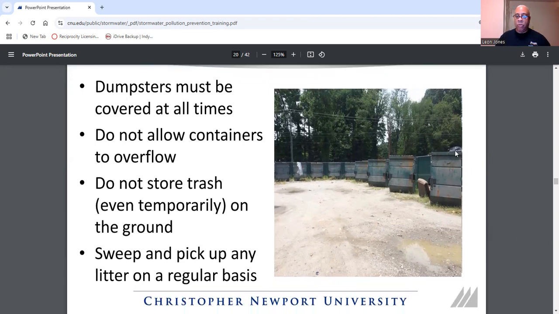Right here is a dumpster that's overflowed. Here is trash on the ground. Not stored trash on the ground. This dumpster isn't covered. The rest of these dumpsters are covered.